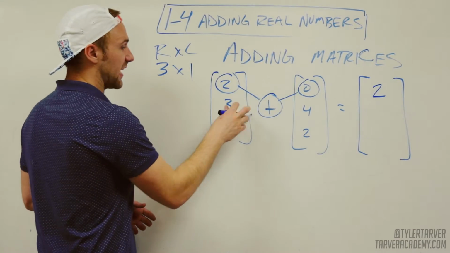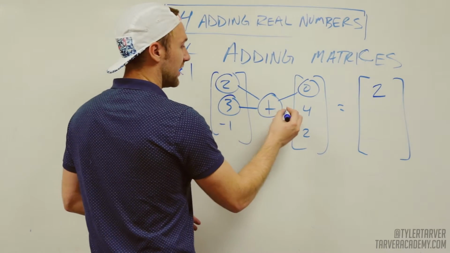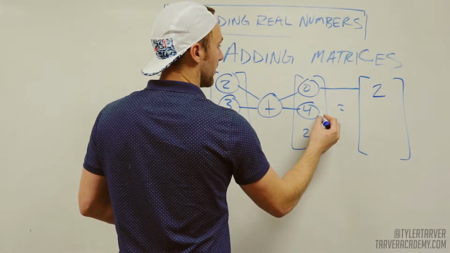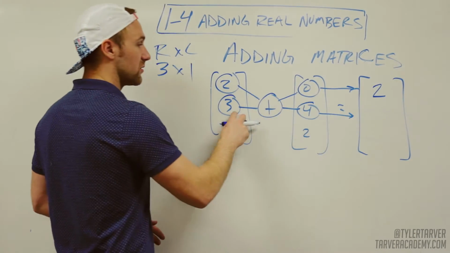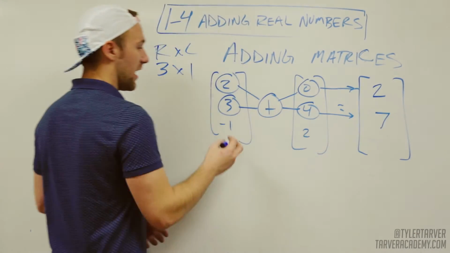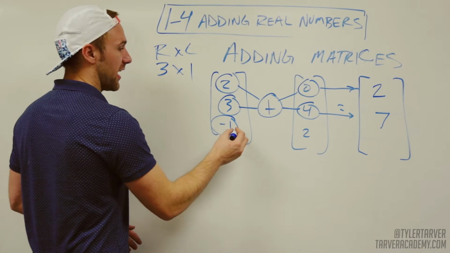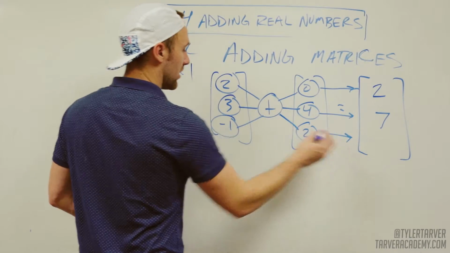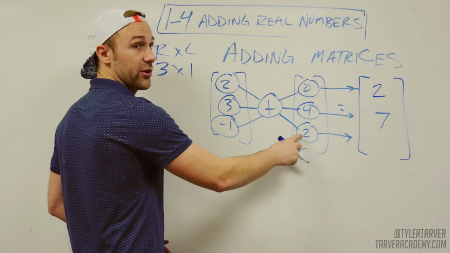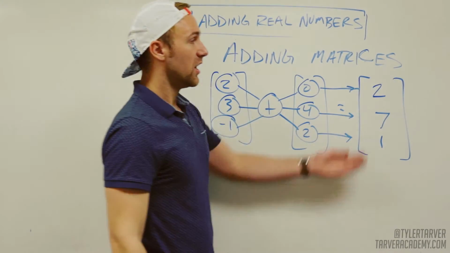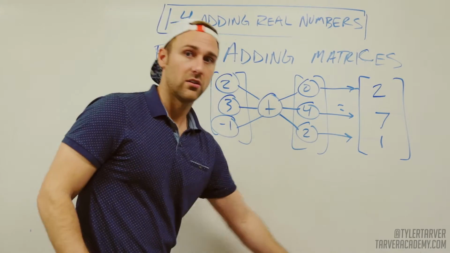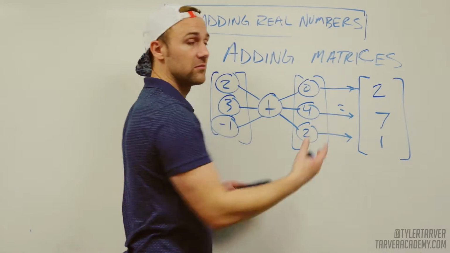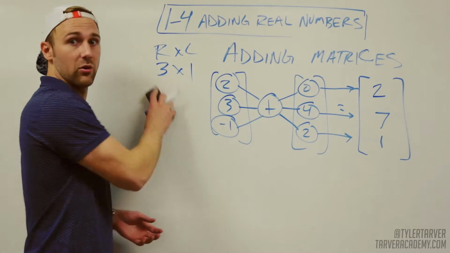Next we do the second one. 3 plus 4 equals, I'm going to put it right there. 3 plus 4 equals 7. All right, and then we'll do our last one, the bottom one, -1, plus the bottom, which is 2. -1 plus 2 is +1. So this would be my answer to that problem. So again, is this a 3 rows by 1 column? Yes, sir. All right, so we're good.